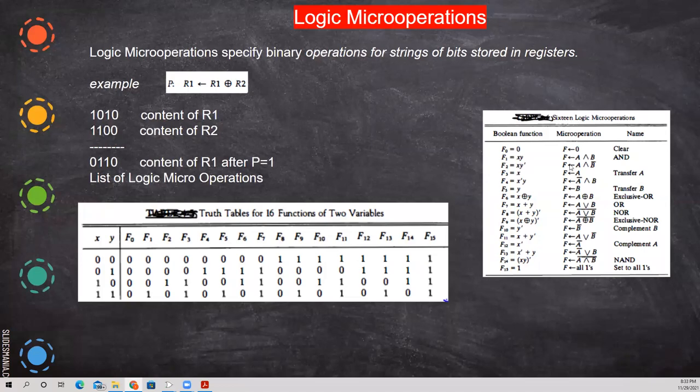So for example, see this truth table. Here we have the Boolean functions, micro operations. Here, clear, even clear is also a logical micro operation. Then AND symbol, AND, we are going to do multiplication. So A and B. So the AND can be represented with this symbol.